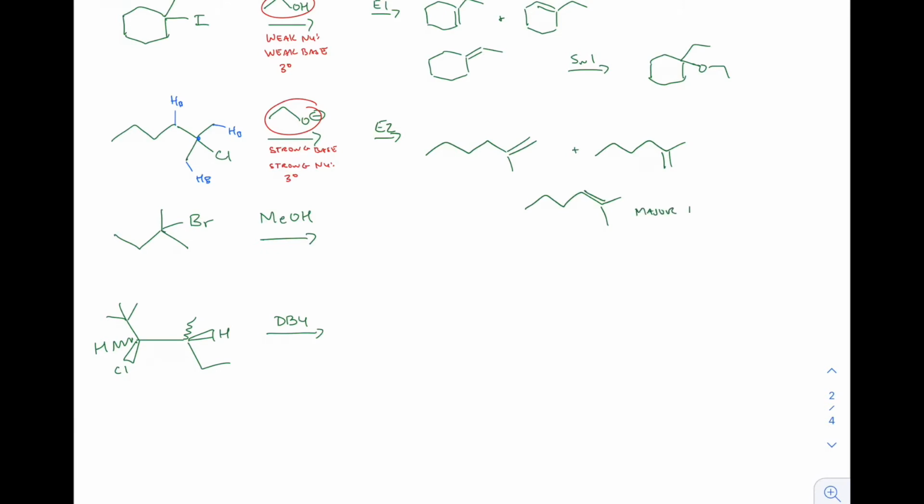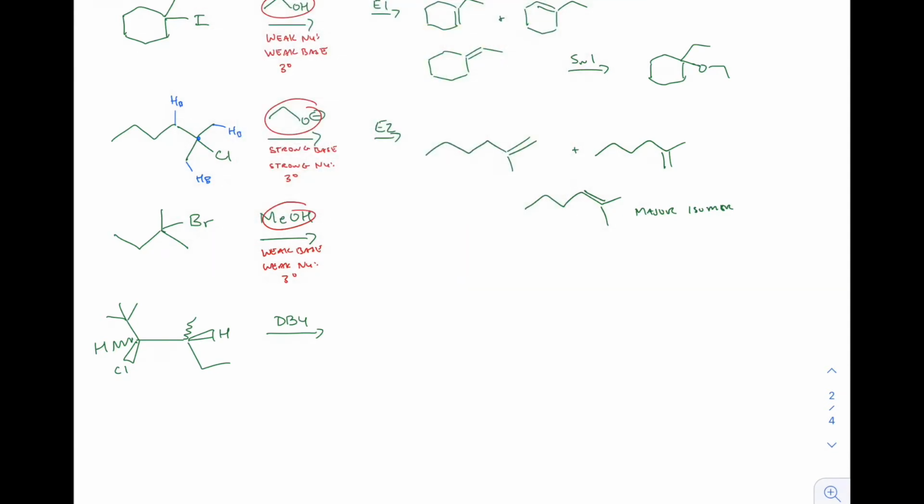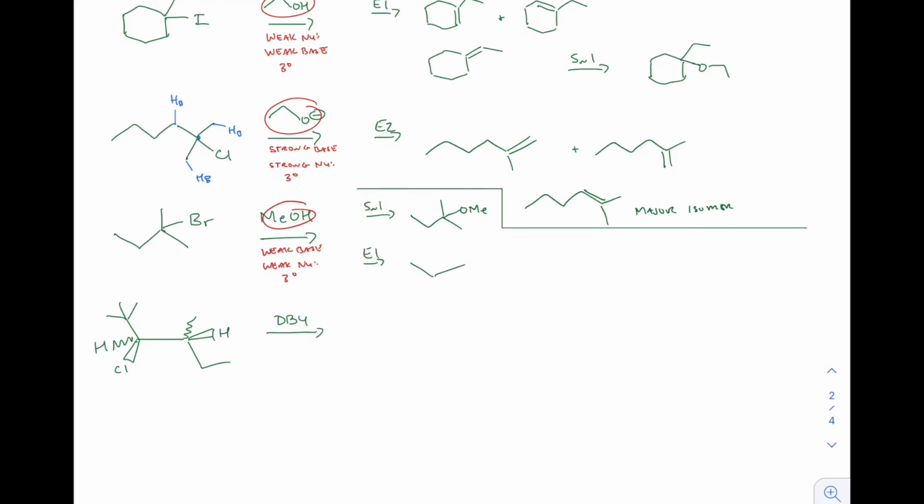All right, so major isomer. And then this next one, it's methanol, MeOH. That's a weak base and a weak nucleophile on a tertiary alkyl halide. We've seen this actually, so we just want to make sure that we're good on it, right? We've got SN1 as well as E1 products. And so the SN1 product is going to look like this, where the OMe is just an O-methyl group from the methanol. That's, of course, after the proton transfer.